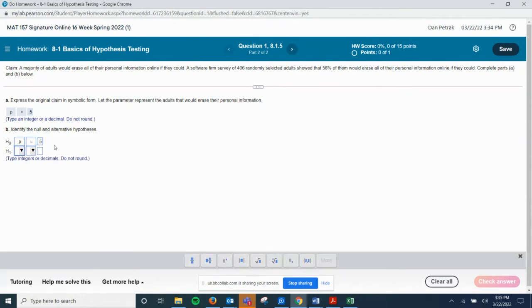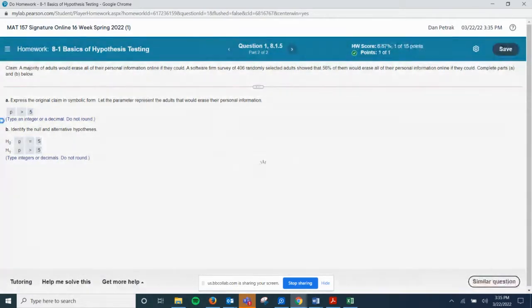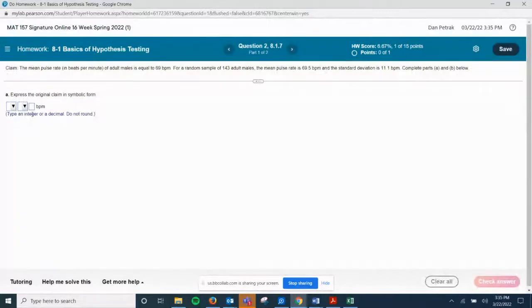I'm very curious to see if it figures this out. And then the alternative is that it's greater than 50%. See if it likes that. Yeah. So this is why I don't like that first part, because honestly, these should match. Oh, that's all they wanted? Okay. Well, anyway, let me go back to that one again.